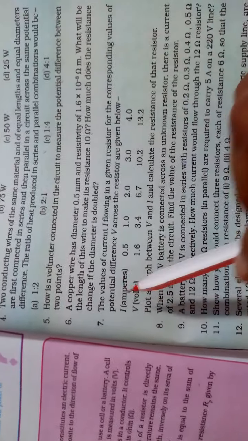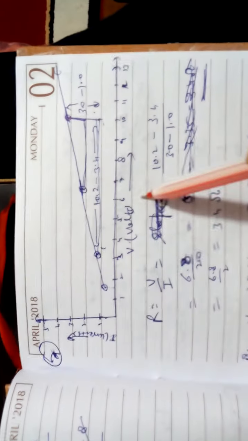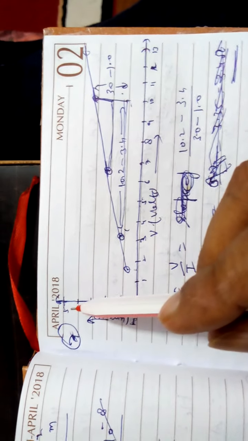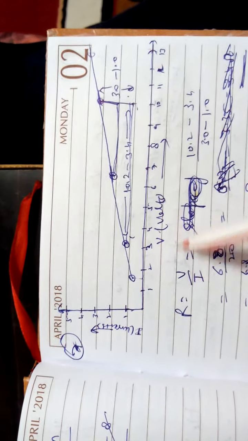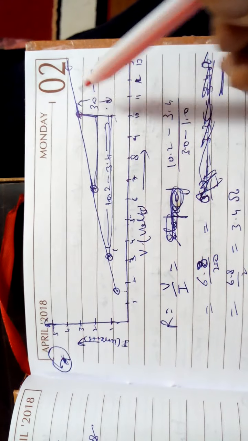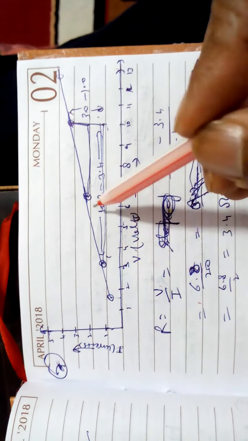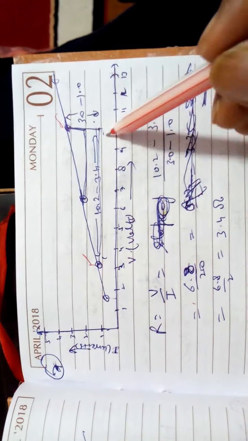Seventh question is given. The value of current I flowing and the I and V are given. You plot the graph V-I and calculate the resistance. So for this, first of all you plot the graph. On the x-axis I have taken volt and on the vertical axis I am taking the current. On the graph you will get a straight line from here. So the slope, R is equal to V upon I. For this and this I am taking; slope means this upon this.